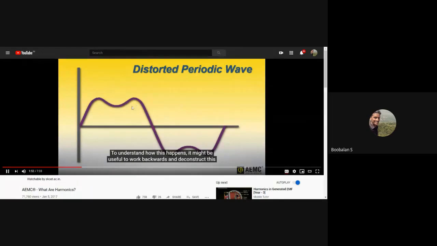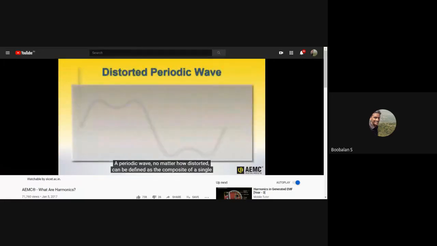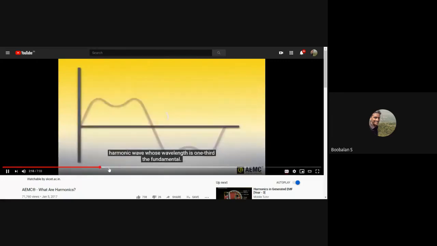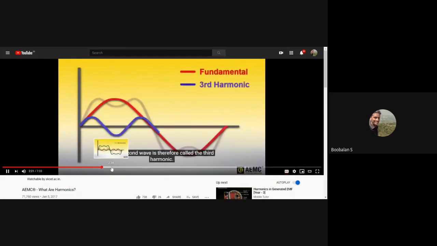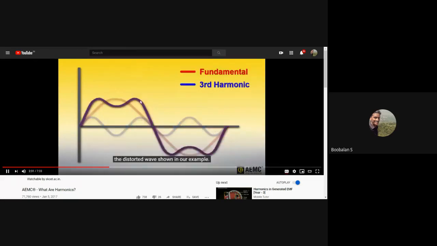It might be useful to work backwards and deconstruct this wave into its constituent components. A periodic wave, no matter how distorted, can be defined as the composite of a single primary or fundamental wave, plus one-third the fundamental. The second wave is therefore additional harmonics, which results in a further distorted wave, shown on our screen. So the red color one will be my pure sinusoidal waveform. It will be around 50 hertz, right? Now due to those switching devices, you could see my second wave. So you could have the two waves, right?